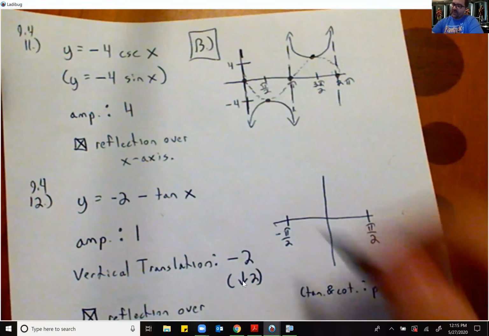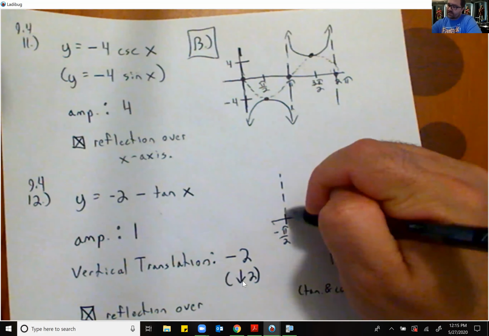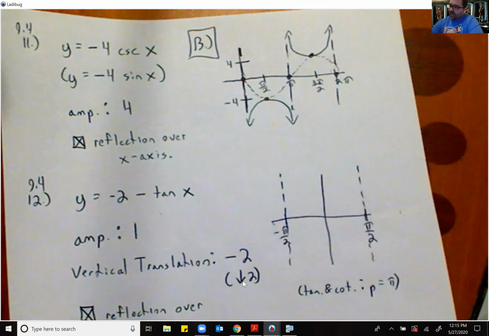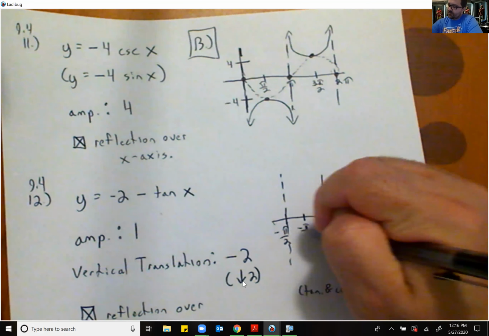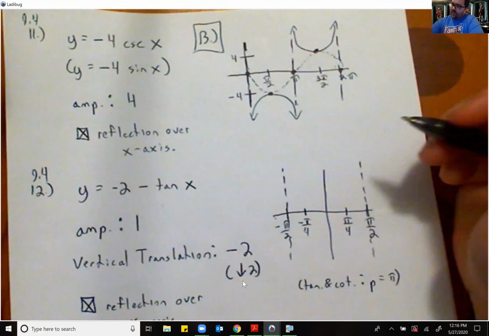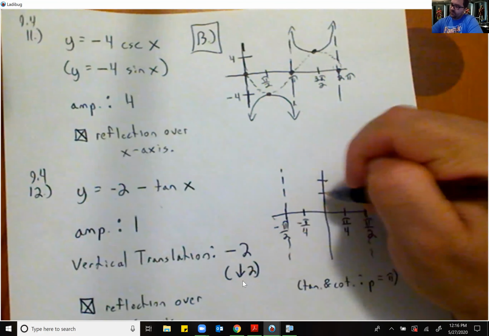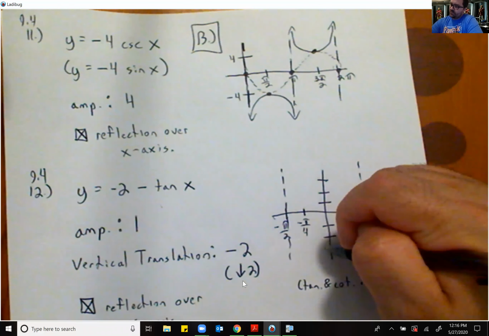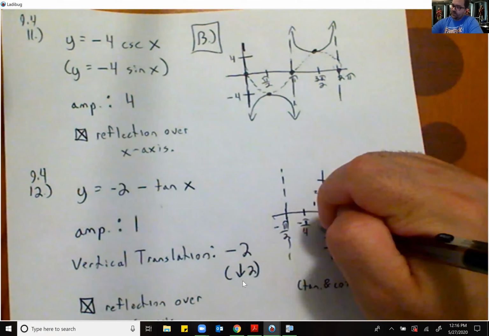Now, at this beginning and end piece right here are your vertical asymptotes. Okay? And then in here, I've got 3 other marks. This is negative pi over 4. This is positive pi over 4. Okay? And then 1, 2, 3. 1, 2, 3. Yeah. So 1, 2, negative 1, negative 2.